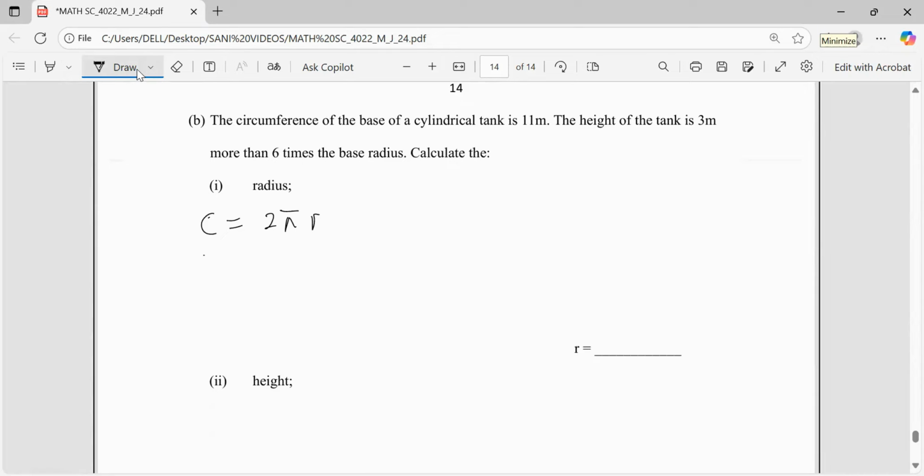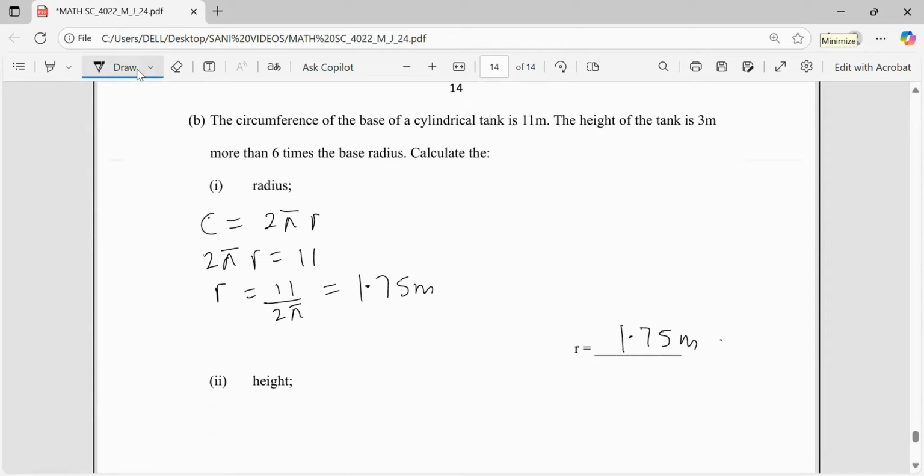So which means 2 pi r equals 11. So you have r equals 11 divided by 2 pi. So this will give us 1.75 meters. If you put that in your calculator, that is 1.75 meters. So the radius is 1.75 meters.